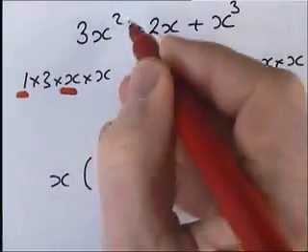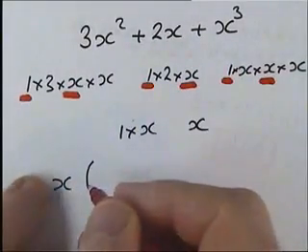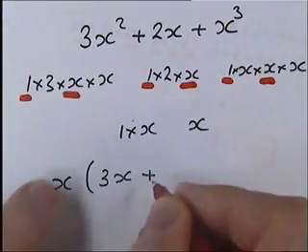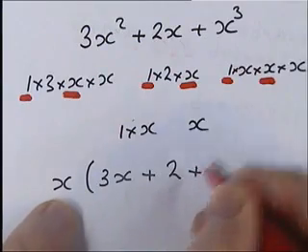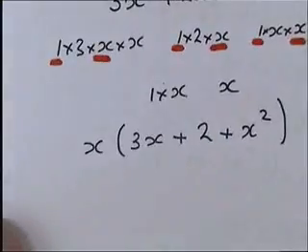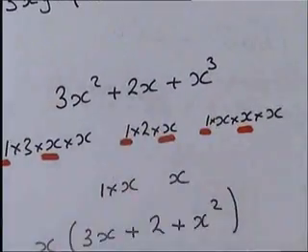Now x times by 3x squared. Well, what do we times by x to get 3x squared? Well, x times 3x gives us 3x squared. What do we times by x to give us 2x? That's 2. And what do we times by x to get x cubed? That's x squared. So the answer is x lots of 3x plus 2 plus x squared. And we can extend our ideas to 4 terms, 5 terms, and so on. And then as you get into more advanced mathematics, you have to cope with more terms and looking for the highest common factor of more terms. Okay.